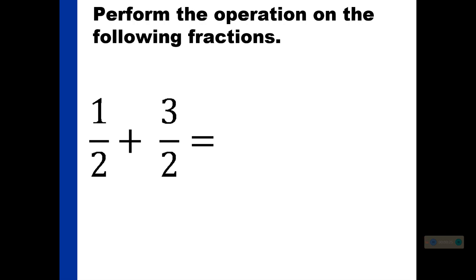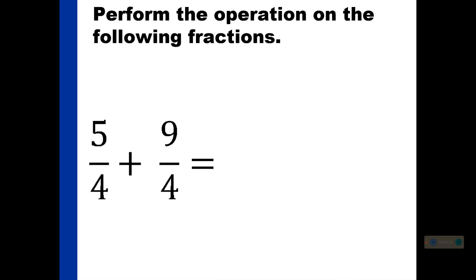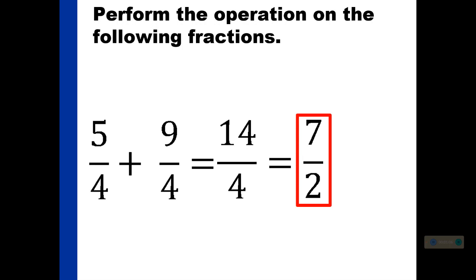So you are going to perform the operation on the following fractions. On the first example, we have 1/2 plus 3/2. What do you think is the sum of these two fractions? Yes, you will obtain 4/2. And if you are going to simplify this, the final answer here is 2. Next, let us have 5/4 plus 9/4. So we have 14/4, and when reduced to lowest terms, it is 7/2.